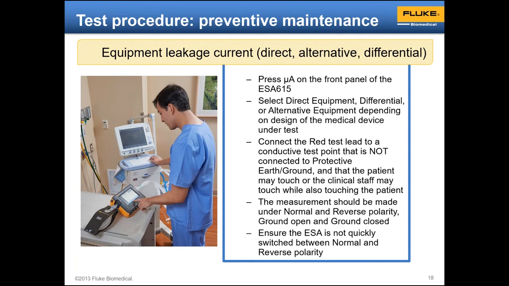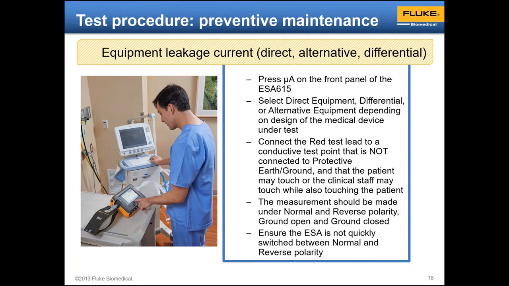Now we come to equipment leakage, which is our touch current leakage, previously known as chassis leakage. For this measurement, we need to move that red test lead to a conductive test point in an area of the medical device that the patient could touch, or that the caregiver, the clinical staff person, may touch while they are touching the patient.